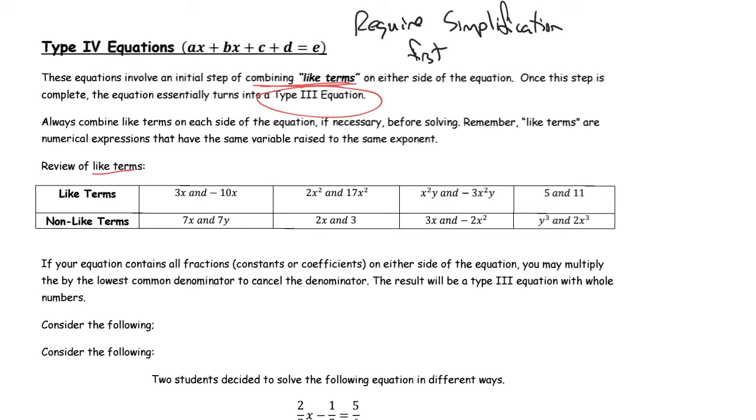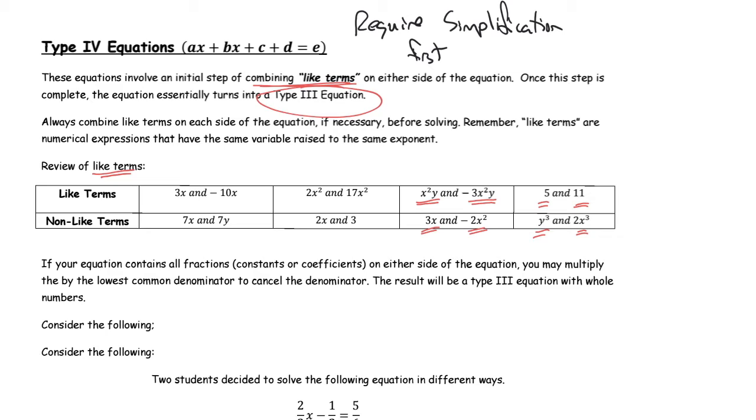And remember, just as a quick review, take a look at this. These are like terms: 3x and negative 10x, 2x squared and 17x squared, x squared y and negative 3x squared y, and then just 5 and 11 here. So remember that when we're talking about like terms, the variable portions with the exponents on the variables must all be identical. But 7x and 7y are not like terms. 2x and 3, not like. 3x and 2x squared, and this is a hard one for some people, because the exponents on the variables are not the same, those are not like terms. And then over here, I've got the y cubed and the x cubed, and those are different variables altogether.